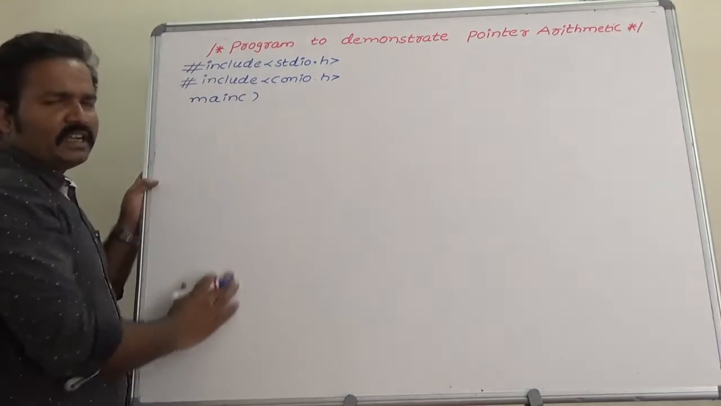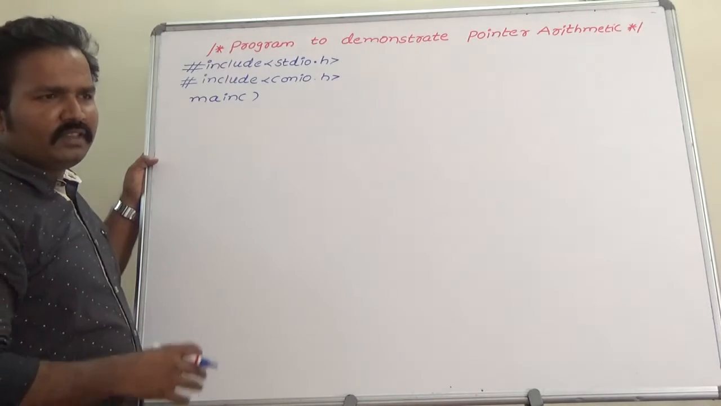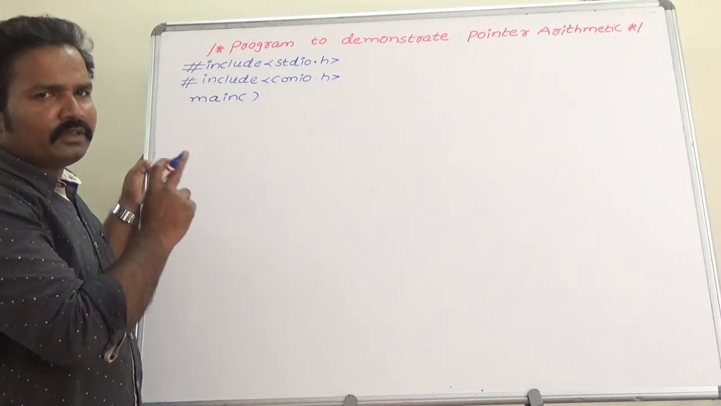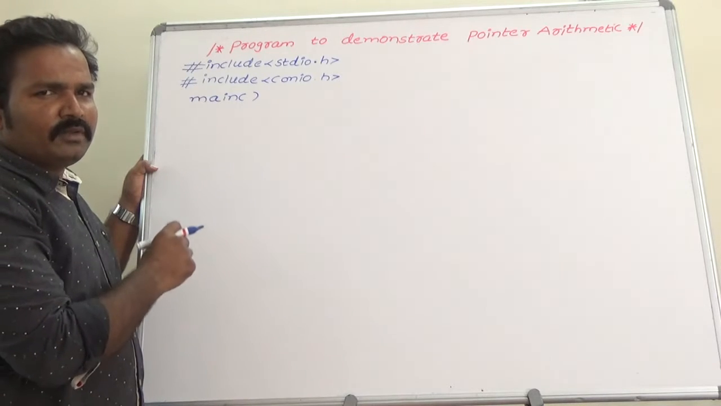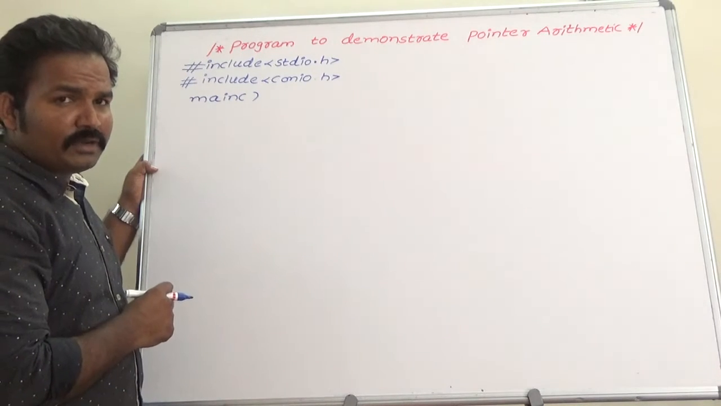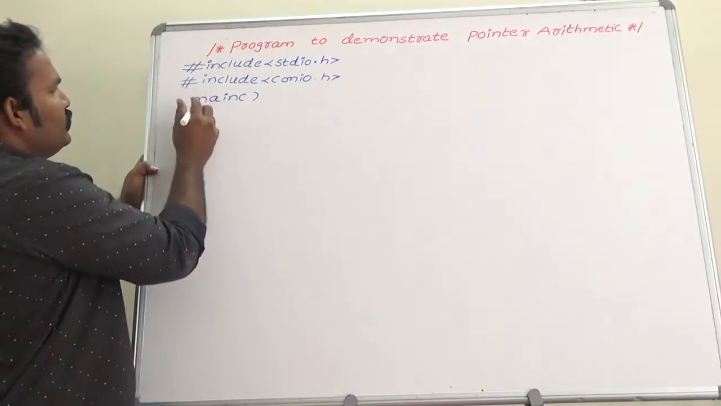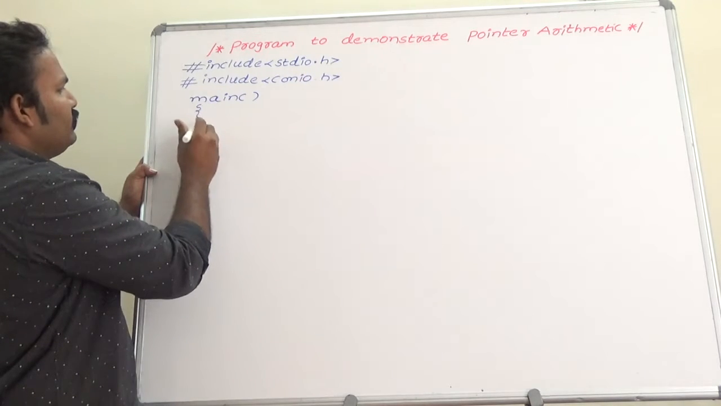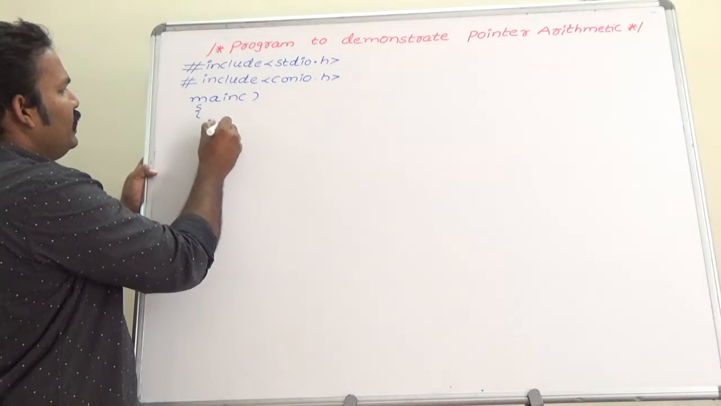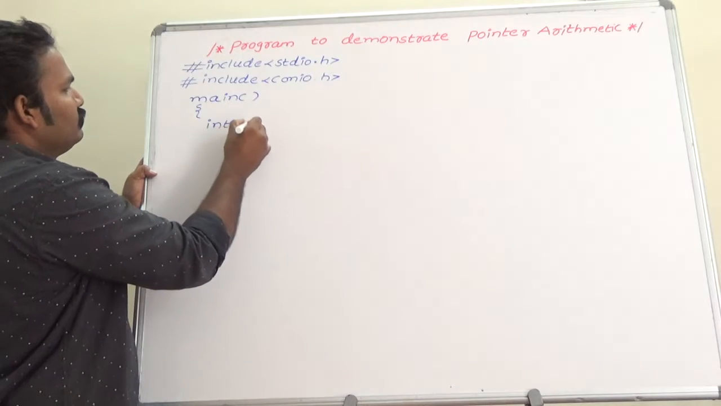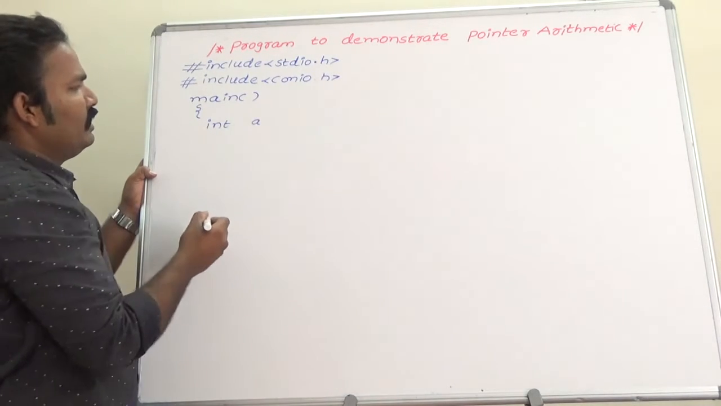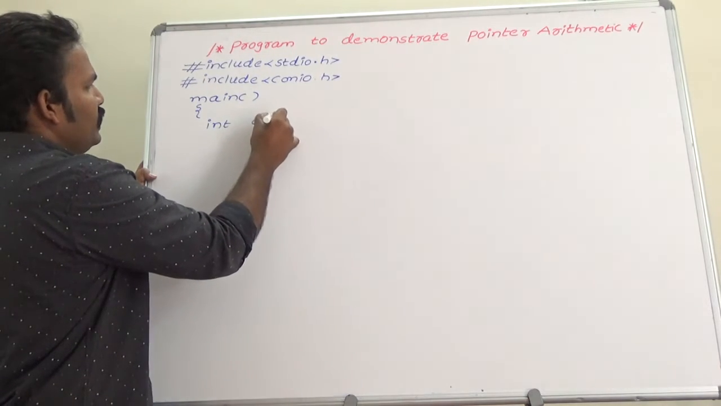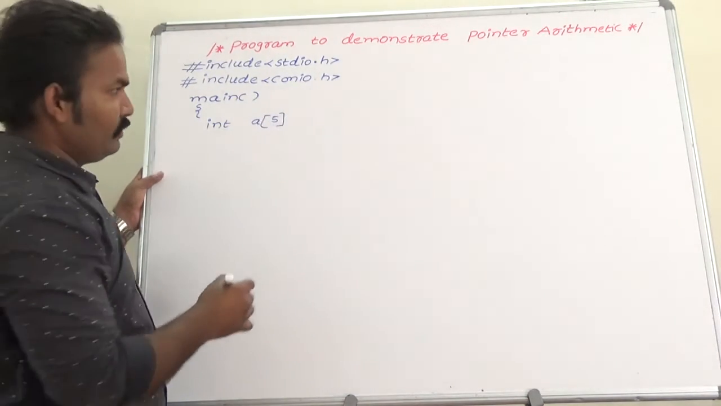A C program is a collection of functions. In that, one function is the main function. Every C program must have a main function, because every C program execution starts from the main function. So inside the main function, opening brace. Here I am declaring a variable, an array. A single dimensional array a of, and here I am giving the size as 5.